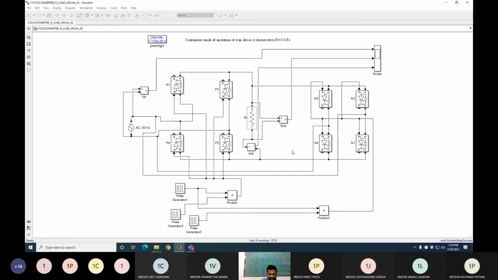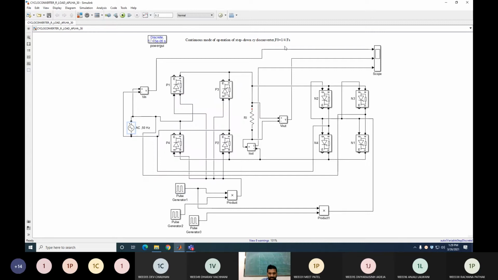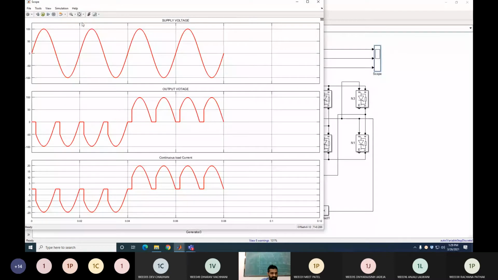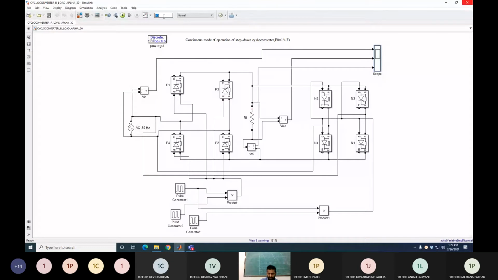Here again I take the 5 ohm resistance and 50 Hertz, 100 peak voltage supply. Again I convert the output frequency F0 to 1 by 4 times Fs. Clear? And it is a step down cycloconverter. So let's check the output voltage. So now we can see here in the simulation. Let's take only 2 cycles or 1 cycle of your output, 0.08 second, so you can get the clear idea.